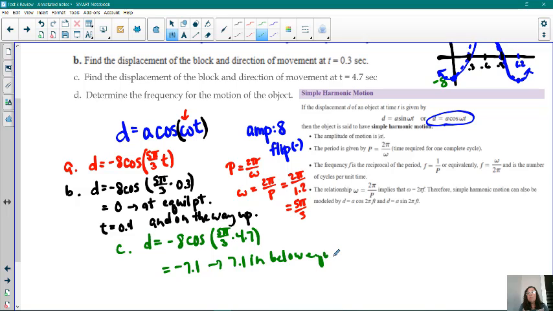This is a little bit more challenging to tell whether it's on the way up or on the way down based on the time because it's so far past there. It could be done, but I would just suggest maybe plugging in t equals 4.8. When you do, you will get that you are moving downward. So the block is 7.1 inches below equilibrium and moving downward.